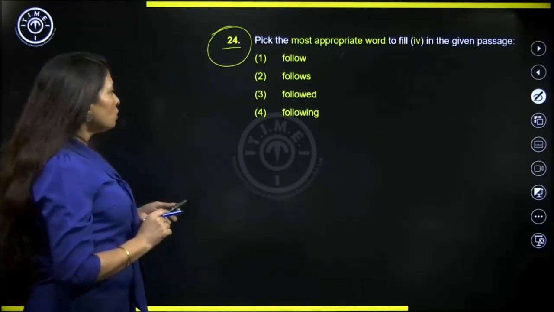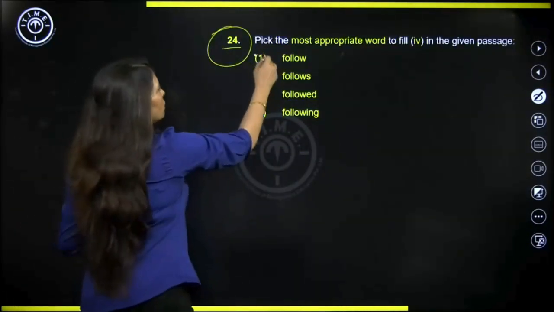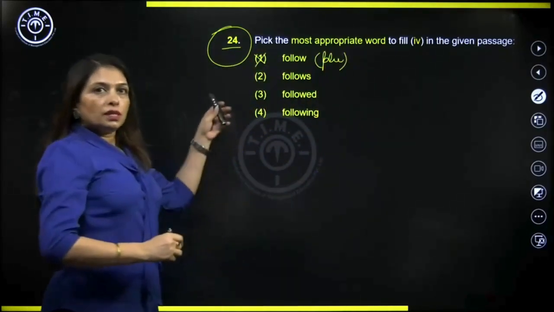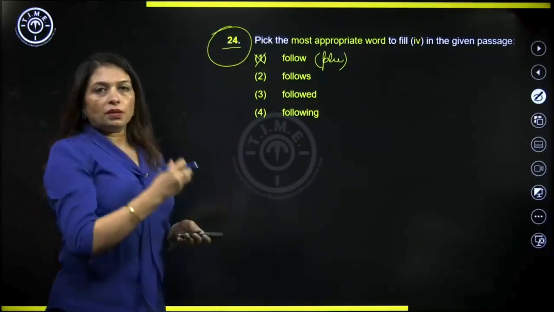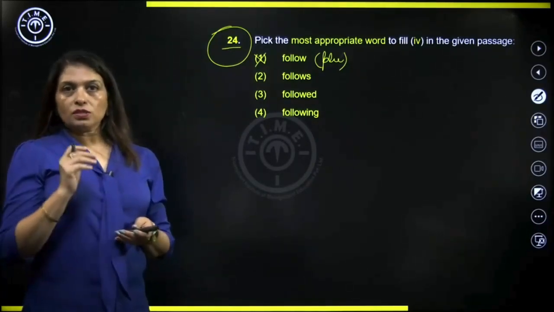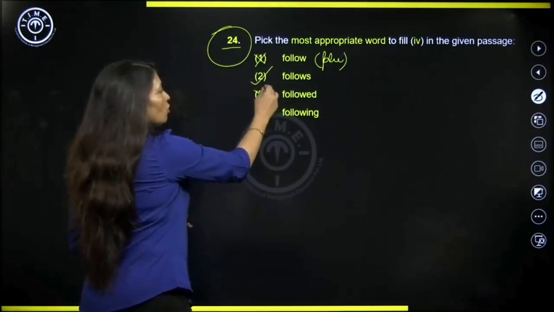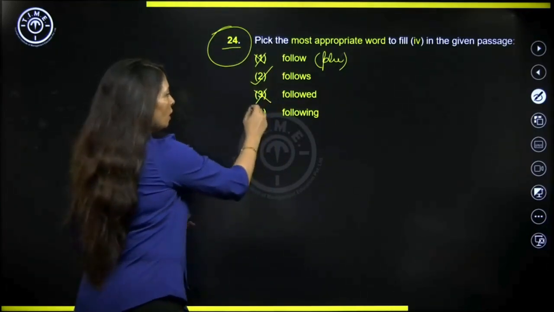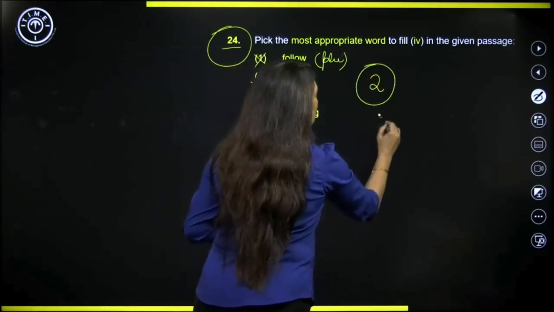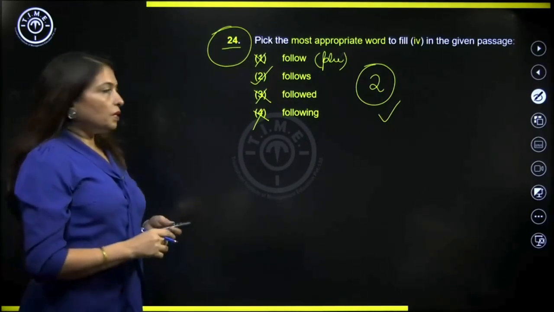the correct one. So, the Indian Bill of Rights, follow is not correct because follow is a plural verb, and if we use this to or replace this verb in this form at that part of the paragraph, then we would give rise to a subject verb discord. Follows is correct. Followed is in past tense, which is not right, and following would be in the continuous form, which is also not grammatically appropriate. So, we go with option 2, follows, and that's what is meaningful here.